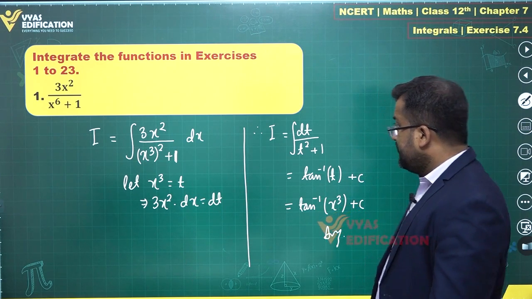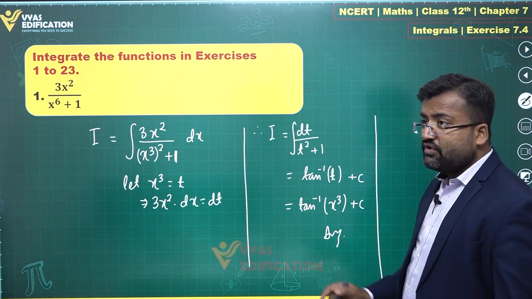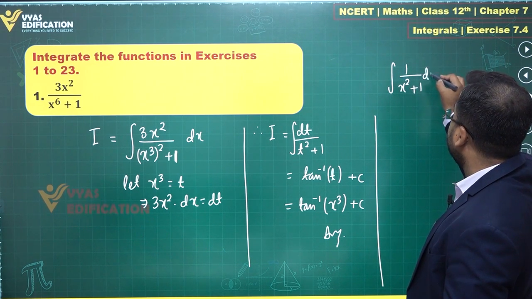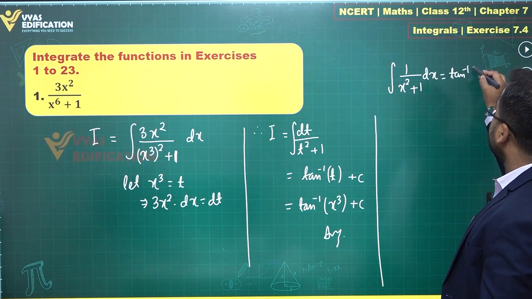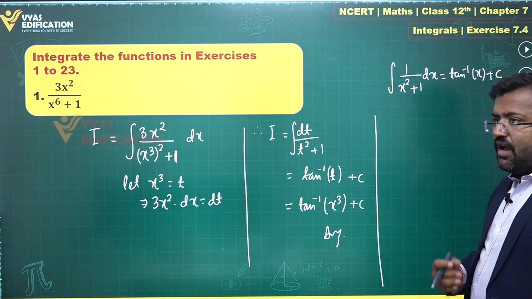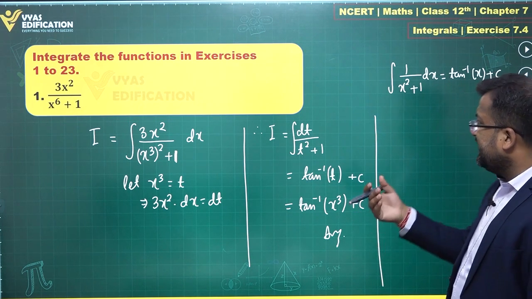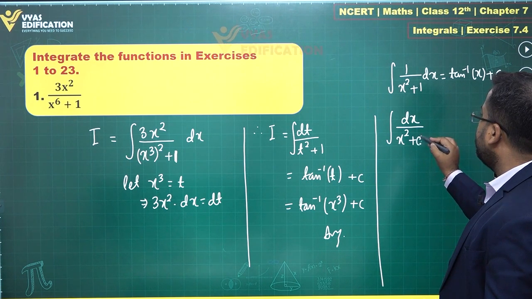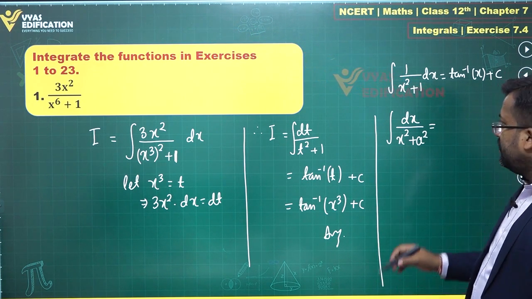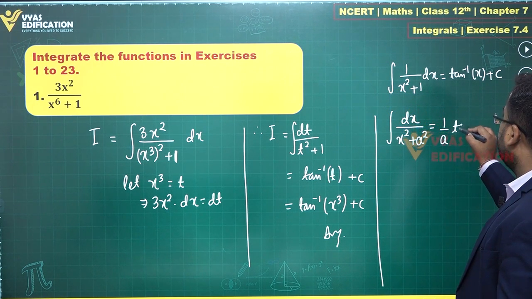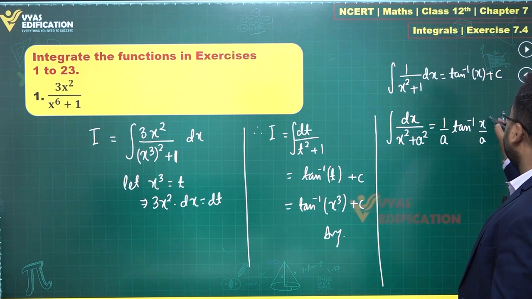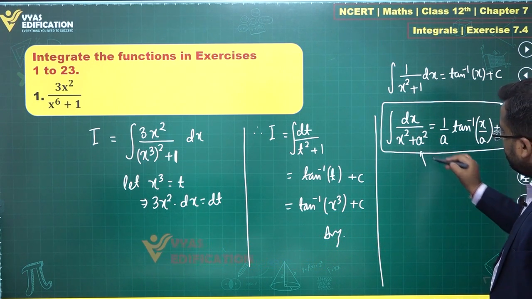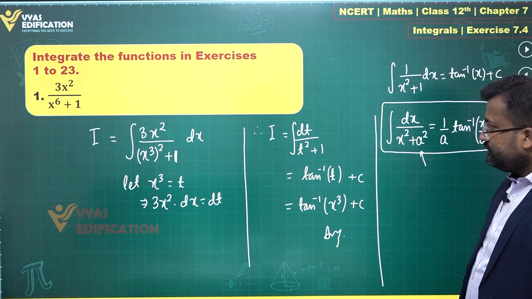Substitution obviously is a part of integration only, but the formula that we have used over here is integral of 1 upon x square plus 1 dx is simply tan inverse x plus c. A more generalized version would be integral of dx upon x square plus a square. This is equal to what? This is equal to 1 upon a tan inverse x upon a plus constant. This is a more generalized version when you have a square along with x square, right?